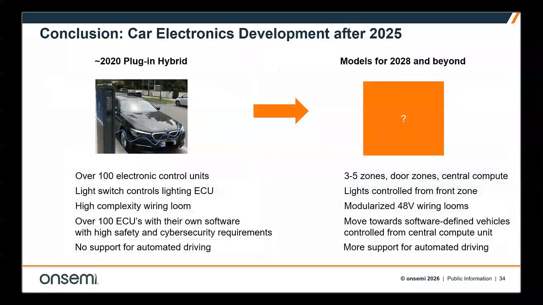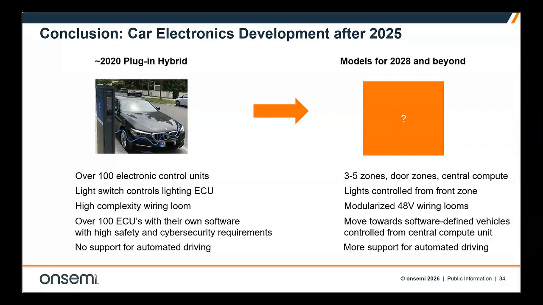So as a conclusion, to bring this all together, let's contrast where we were with where we are heading. Back around the 2020s, a typical plug-in hybrid carries over 100 electronic control units, each running its own software, all bound together by a highly complex wiring loom. Every function was point-to-point: flip a light switch and it talks directly to the lighting ECU. It works, but it didn't scale. It carried enormous weight and cost, and crucially, it offered no real path to automated driving.